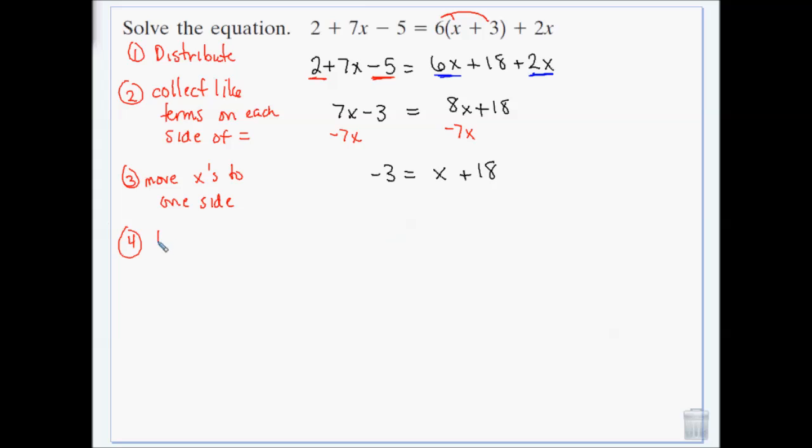Then I'm going to add or subtract. I got the 18, so I'm going to subtract that 18. And that gives me negative 21 equals x. And then step 5 would be to multiply or divide. But right now it's not necessary. So I'm just going to put "if necessary" there.